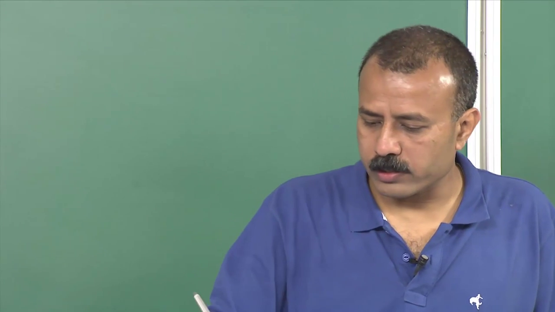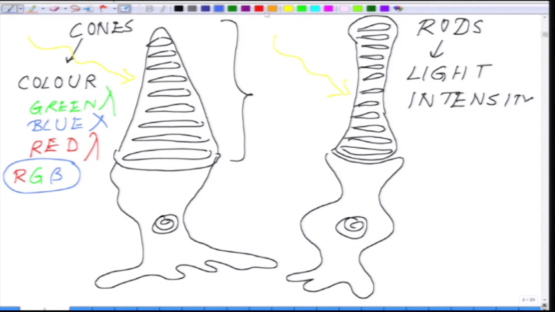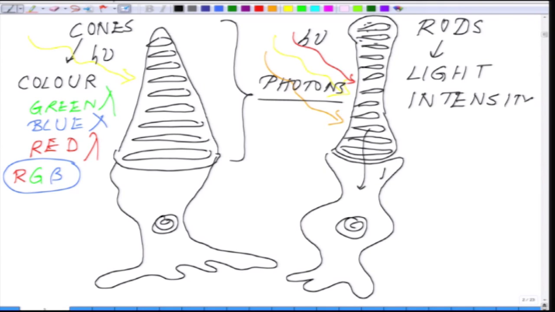In the case of rods, if you look at this structure, the lights which are falling here, they respond to the light. So essentially what happens when the light falls is that these photons bind to specific sites on the membrane, and once they bind to the membrane, this light energy is translated into an electrical impulse. This is what essentially happens.